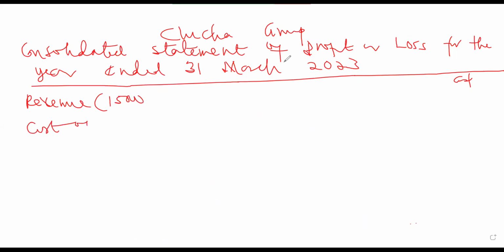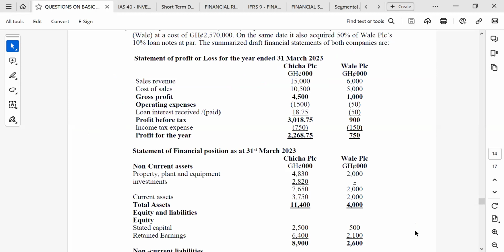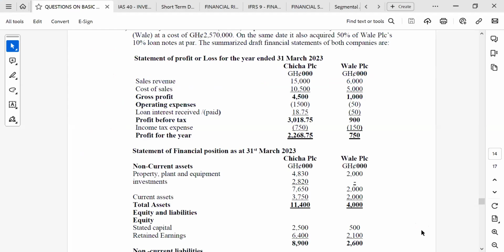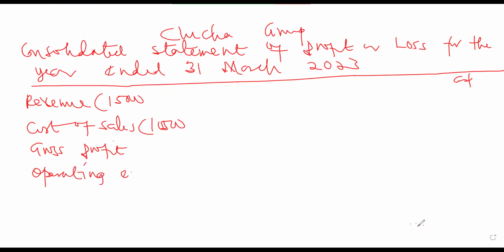Then we have the cost of sales. What is the cost of sales for the parent? 10,500. So we have 10,500. Then you have your gross profit here. For the gross profit, don't do anything, because your workings will give the gross profit. So you come to the operating expenses. We are just going to be adding everything to the operating expenses of 1,500.